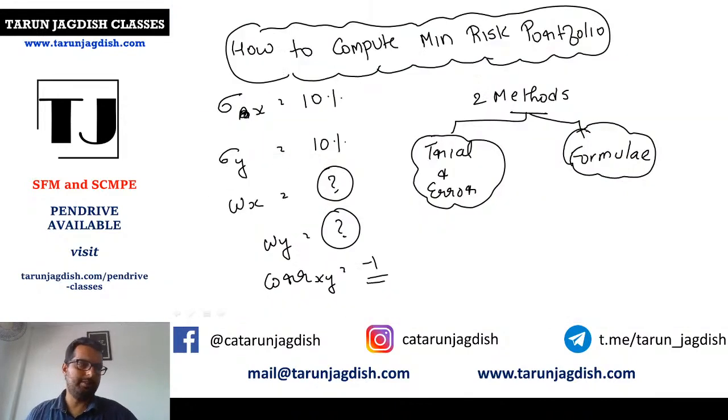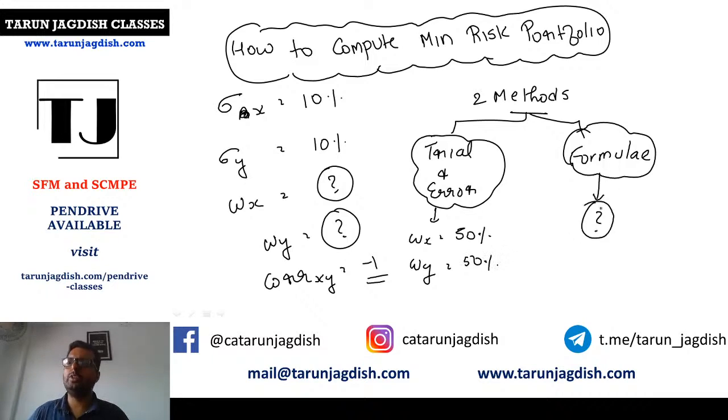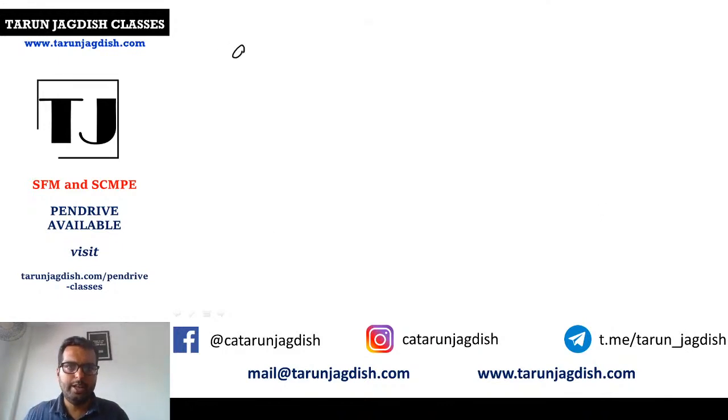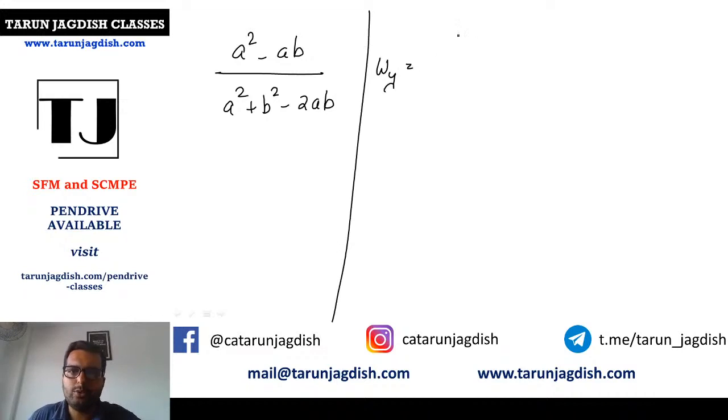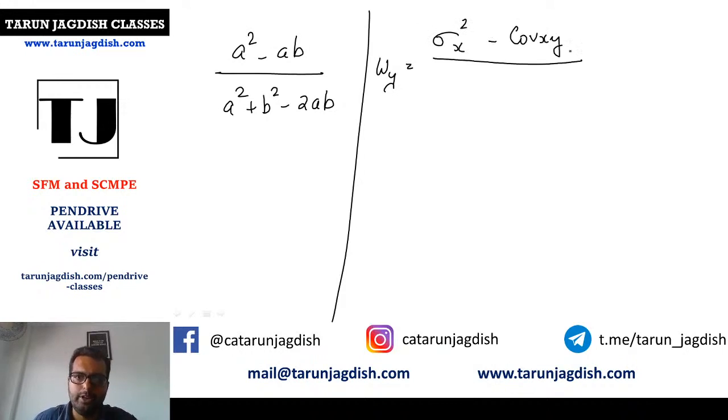So using the trial and error method, I have got the answer that the weight of x should be 50%, weight of y should also be 50%. Now we can find out the same answer using the formula method also. The formula method actually goes like this: a square minus ab divided by a square plus b square minus 2ab, or it will be weight of y is equal to a square, which is variance of x, minus ab, which is covariance xy, divided by variance of x plus variance of y minus 2 covariance xy.